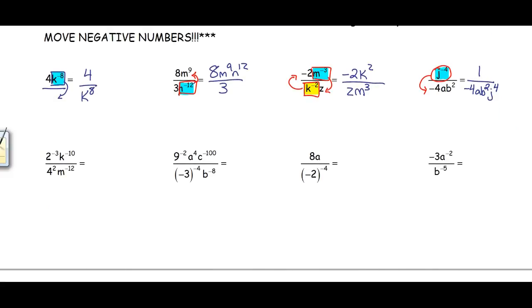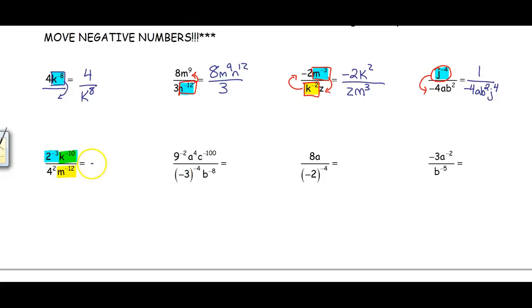So let's go ahead and try the next. Actually, why don't you guys go ahead and try. I'll do it for you. 2 raised to the negative 3rd is going to move. We also have k raised to the negative 10th that's going to move. What other negative exponents do we have? M to the negative 12th is going to move. So let's take a look at what we're going to have to move here.